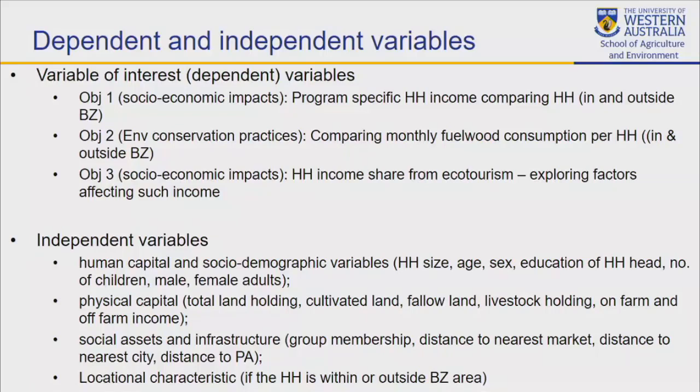Similarly, for objective 3, where the socio-economic impacts of ecotourism will be evaluated, we will use income share from ecotourism per household as the dependent variable, and we'll also explore factors that affect such income. Independent variables include human capital and socio-demographic variables like household size, age, sex, education of household head, number of children, number of male and female adults, physical capital like total land holding, cultivated land, fallow land, livestock holding, on-farm and off-farm income, social assets and infrastructure like group membership, distance to nearest market, distance to nearest city, distance to protected area, and locational characteristics, such as whether the household is within or outside the buffer zone area.